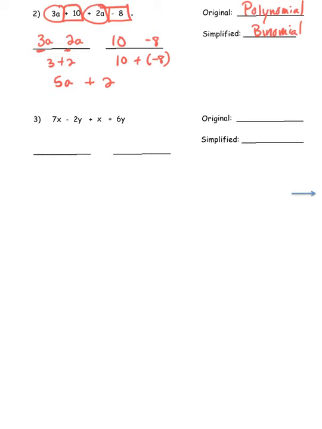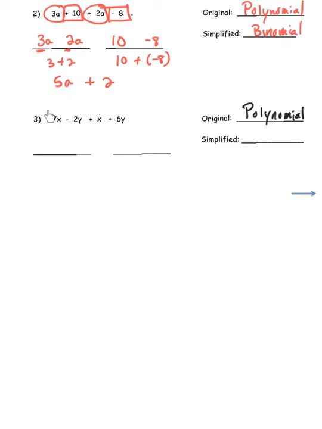Okay, if you recall, the first step is to say what the original is. And I see 1, 2, 3, 4 terms. So we're going to call that a polynomial. If it's more than 3 terms, we just call it a polynomial. Next, second step is to circle like terms.